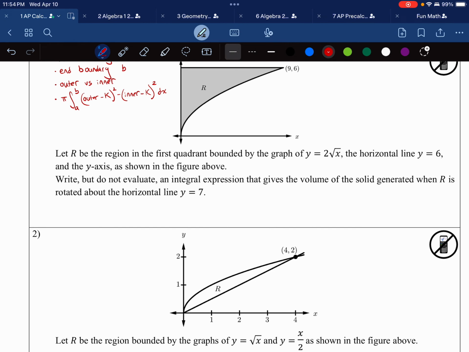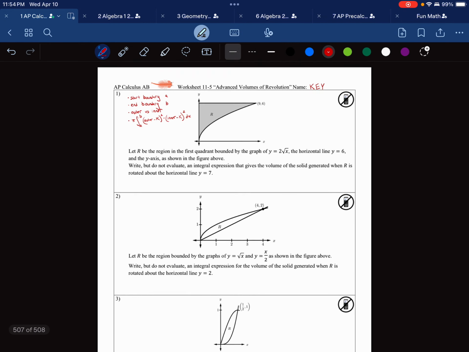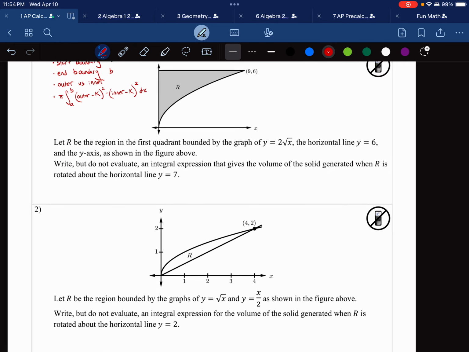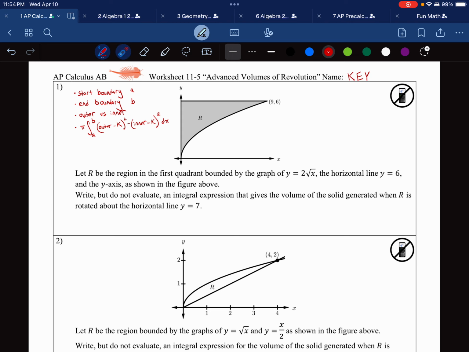All right, so in the first 3 problems, we have no calculator, but on the back 4 problems, we do have a calculator. Whenever we have no calculator, they'll want us to always do these instructions where it says, write but do not evaluate the integral expression that gives the volume when we rotate around some other line other than the x-axis. So we've seen this graph before. Now we're just rotating around the line y is equal to 7.